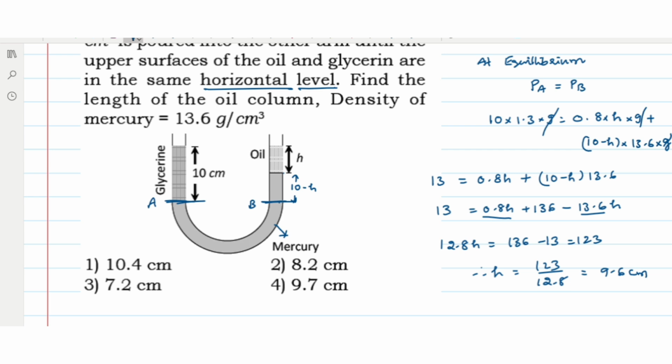So the height of the oil, or the length of the oil column, the H value will be 9.6 centimeters, an exact value. Here the closest value given is 9.7 centimeters. So this will be the answer.